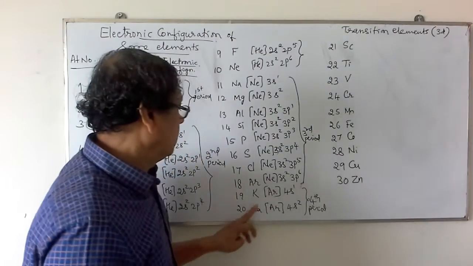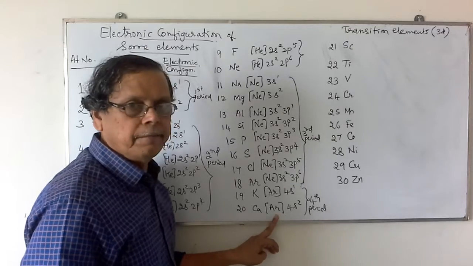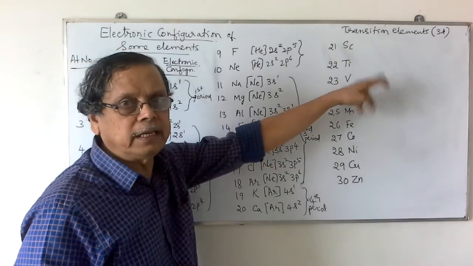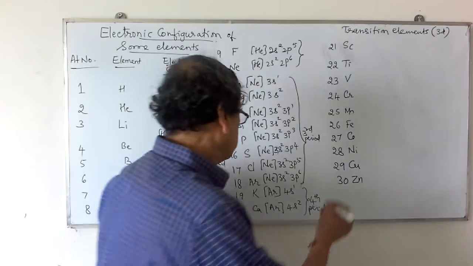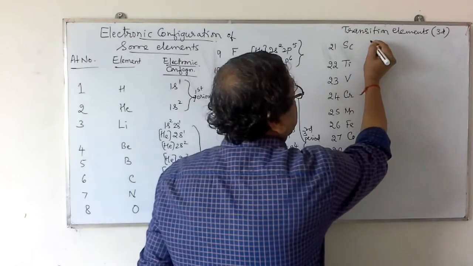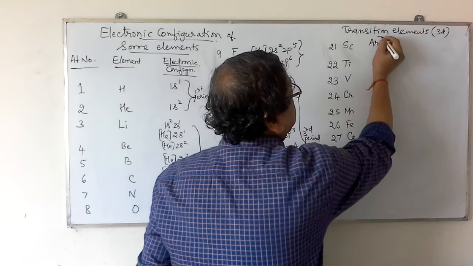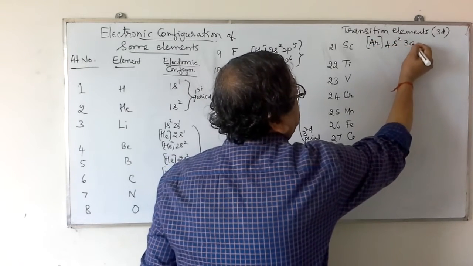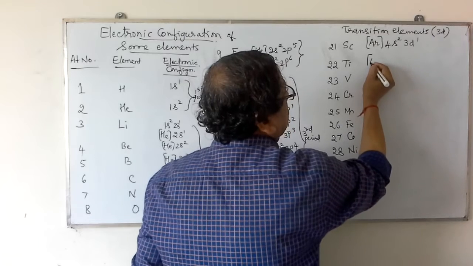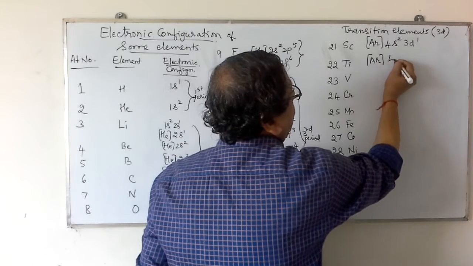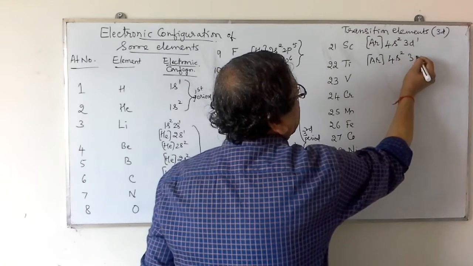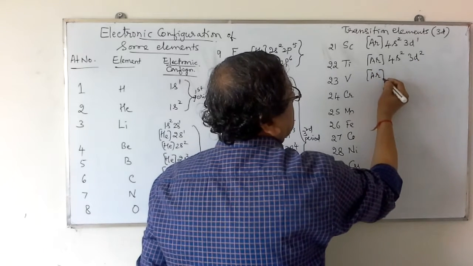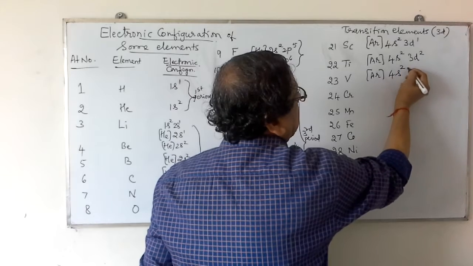So up to this 18 we can write this as argon. Then we have to write 4s2. Then electrons are filled continuously in the 3d orbital. So for scandium we have argon 4s2 3d1. For titanium, argon 4s2 3d2. For vanadium we have argon 4s2 3d3.